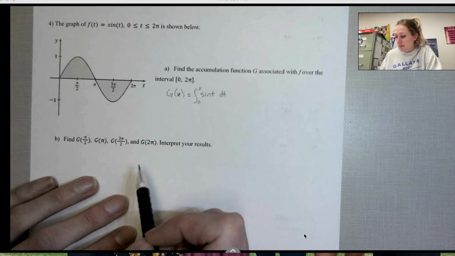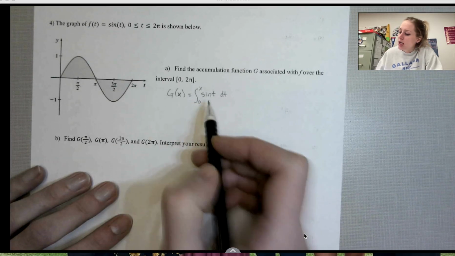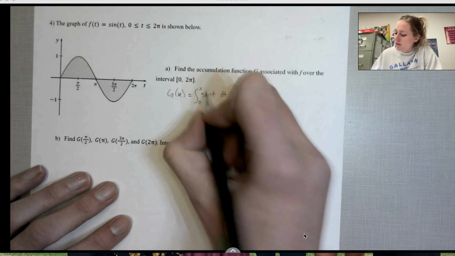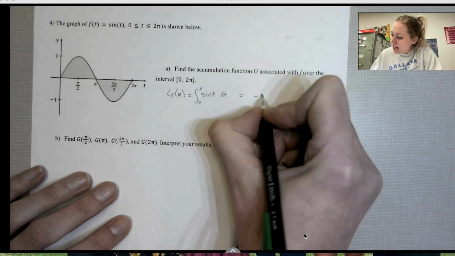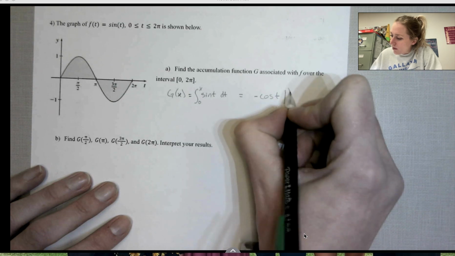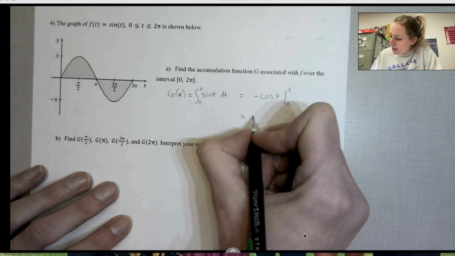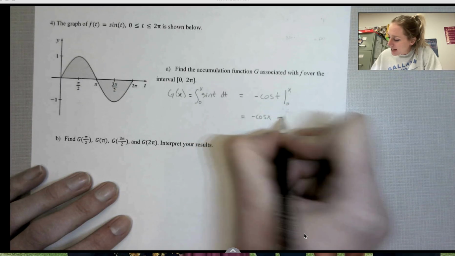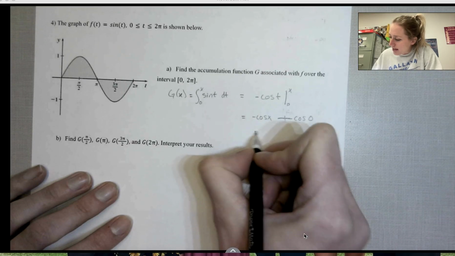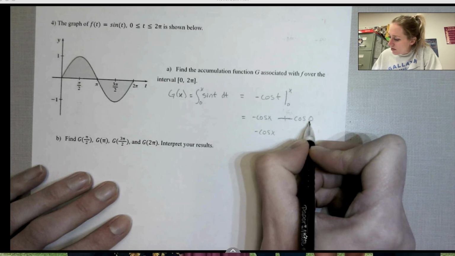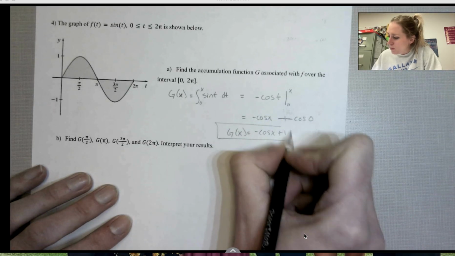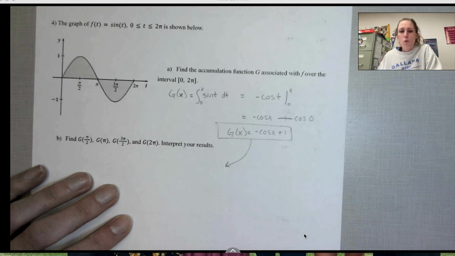I'm going to go a step further because I'm going to actually have to plug some things in for G. So I'm going to use the fundamental theorem, and this is going to be the antiderivative of sine, which is negative cosine, right, evaluated at 0 and x. So that is going to be negative cosine x minus negative cosine 0. That's going to turn to addition, right? So I got negative cosine x, and then cosine of 0 is 1. So this is another way I can write that accumulation function. That's just going to make this part way easier, okay?